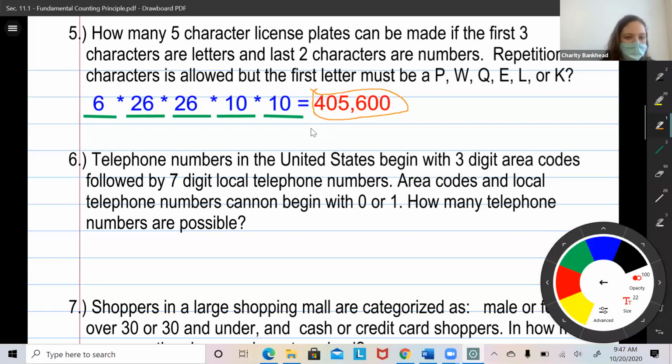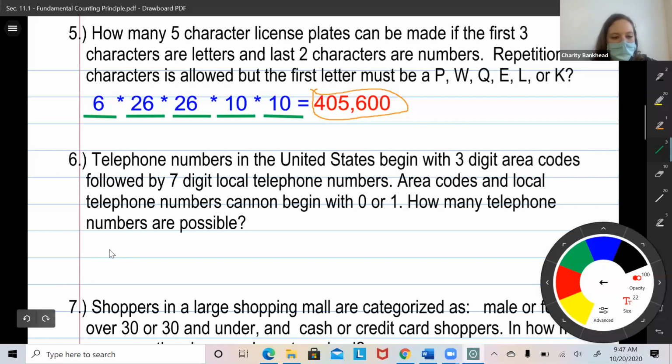Any questions so far? All right. Number 6 says telephone numbers in the United States begin with 3-digit area codes followed by 7-digit local telephone numbers. Area codes and local telephone numbers cannot begin with a 0 or 1. How many telephone numbers are possible?